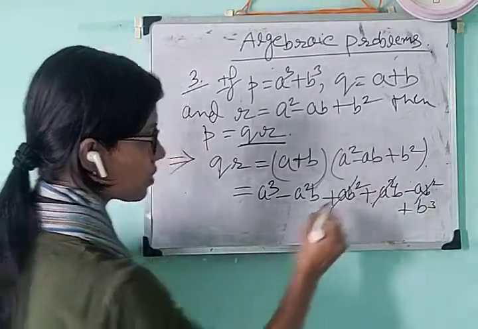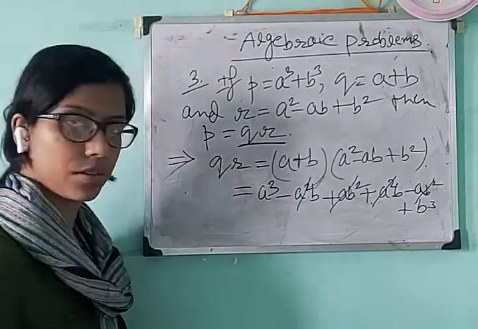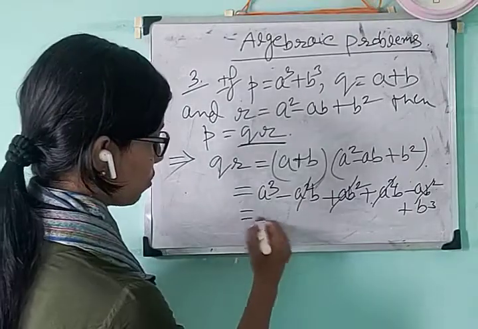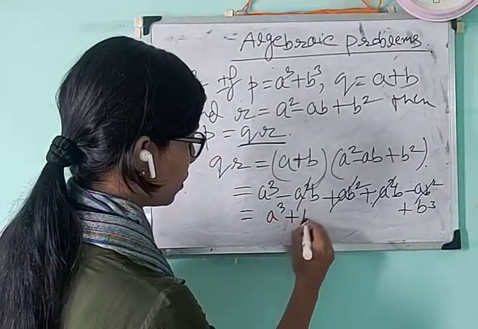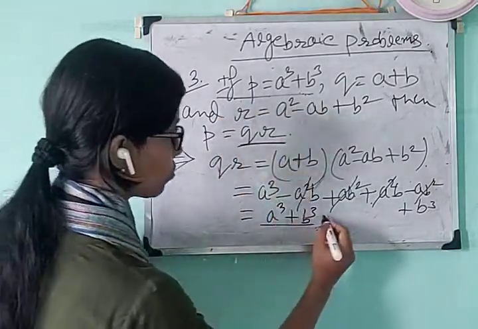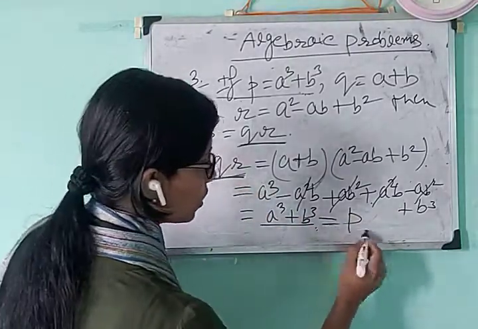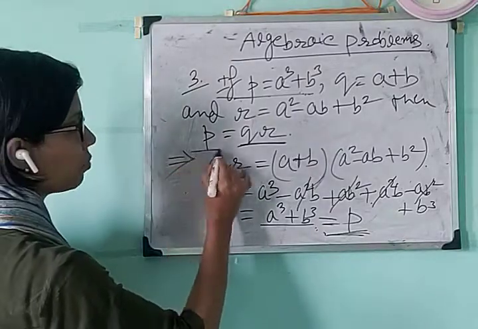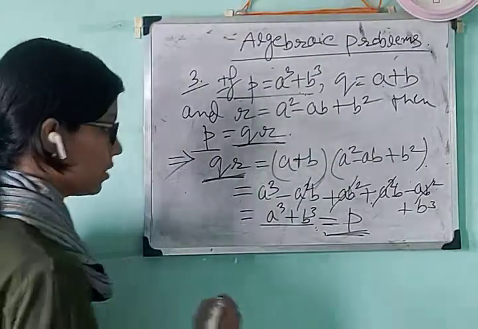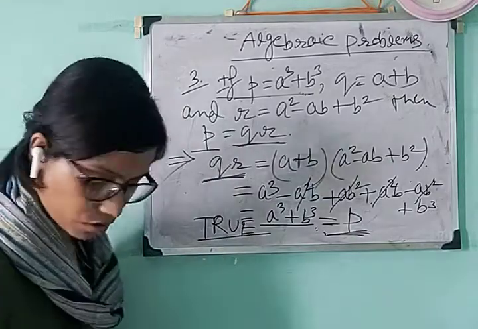This problem is actually the same as the previous problem. This is the same statement as the previous statement, but presented in a different way. So this becomes a cube plus b cube, and the statement is saying equal to p. So we can write here p. So qr becomes equal to p, and the statement is saying p equal to qr. So the statement is correct, and we can say that this is a true statement.